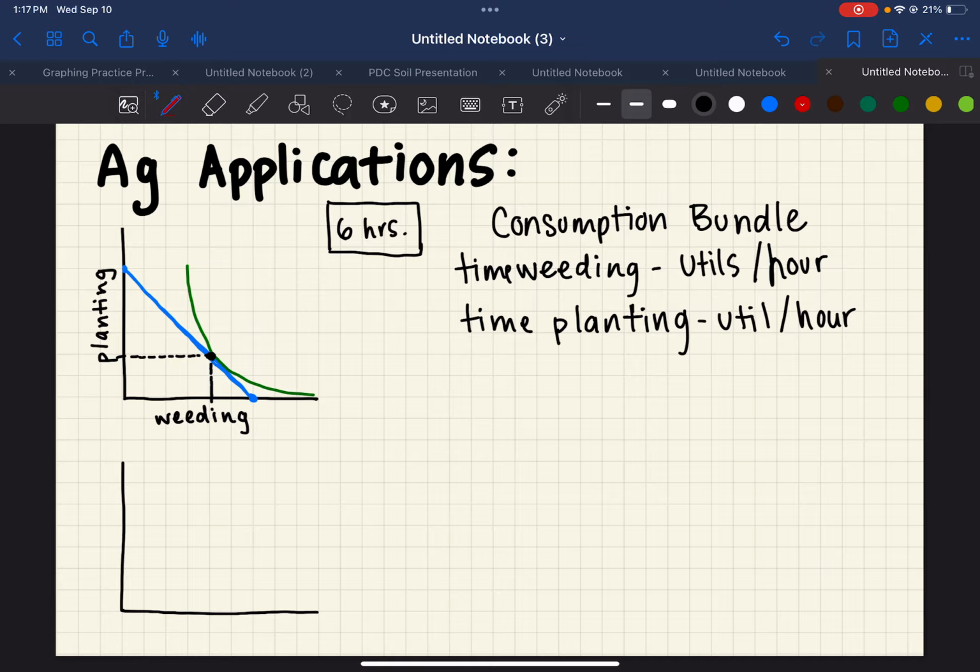Now, like we said, what if it's going to rain tomorrow and you really need to get those plants in the ground and you won't be able to plant for another week if you don't do it tomorrow? Your utils for planting go way up. So your indifference curve might go way up here. And you might find that actually the best use of your time is to spend 1 hour weeding and 5 hours planting. So that's an example using time.